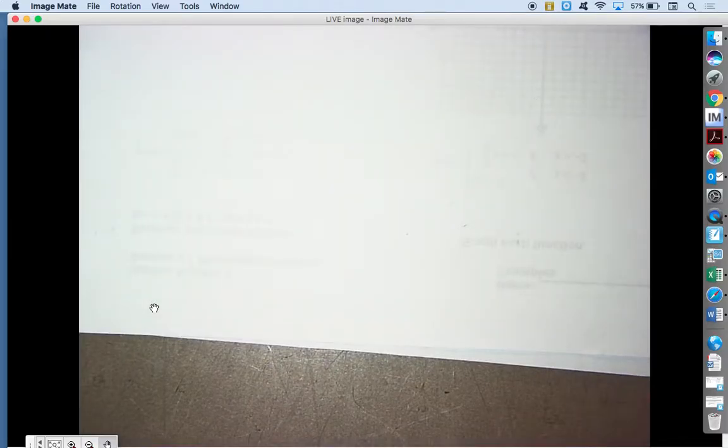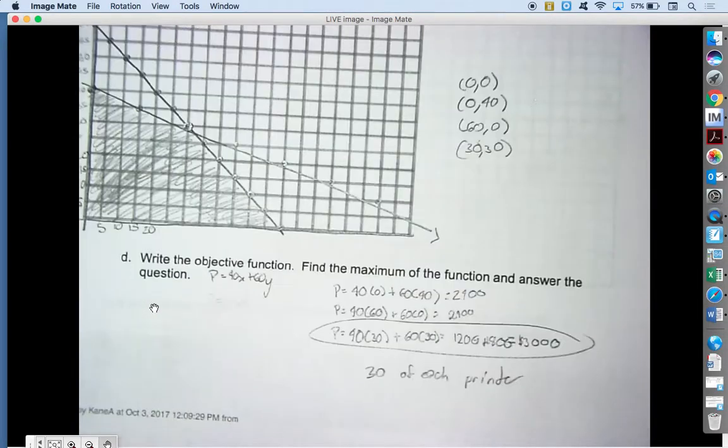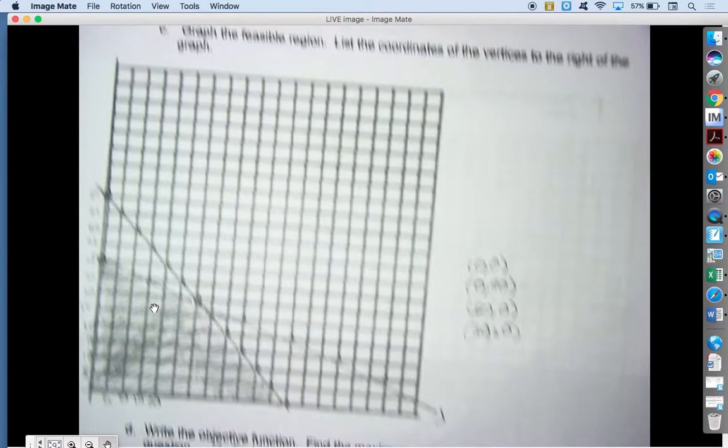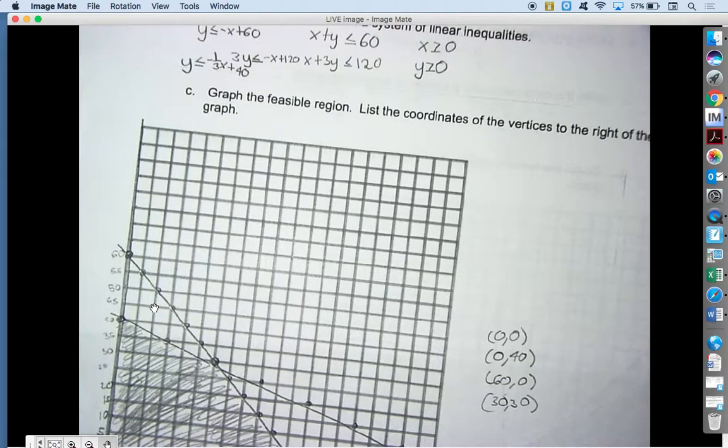All right, so we're going to look at number 8 as well. You want to pull this down a little further. There you go.